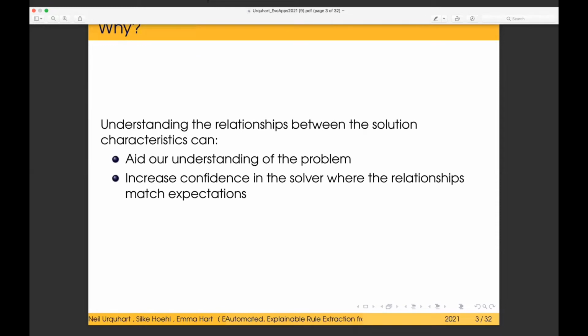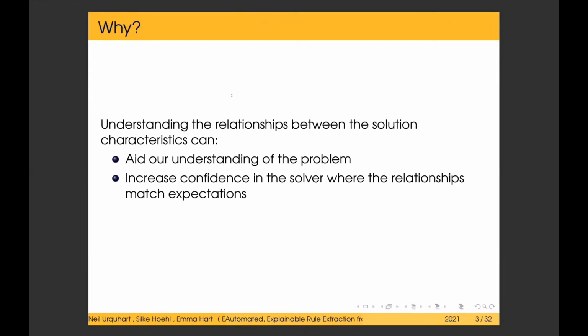Two reasons to do this. One, it might aid our understanding of the problem area if this is a new problem domain that we don't know so well. On the other hand, if it's a problem domain such as the one we're looking at here, which we understand well, it might increase our confidence in the solver, where the relationships in the solver match the expectations of the expert user.